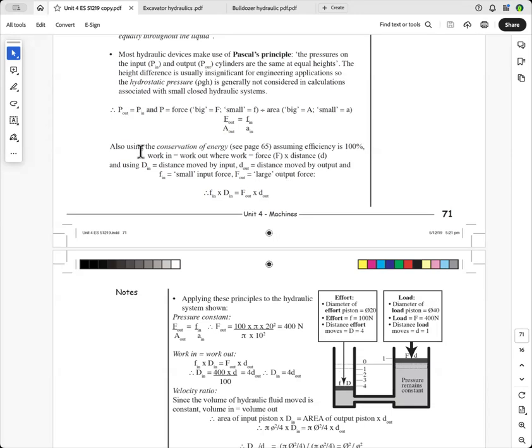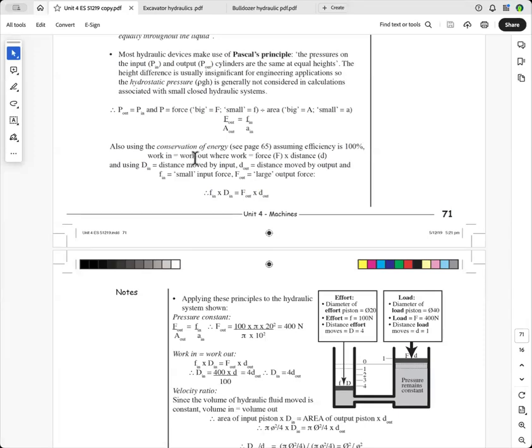The second equation I want you to remember is the conservation of energy. Assuming that the hydraulic system is 100% efficient, which it never is. It's very efficient. It's probably fairly similar to an electric motor, around about 85, maybe 90% efficient. And so what we did last week was energy. Energy is equivalent to the work done on an object. So that means work in has to equal work out. And that's because of the conservation of energy.